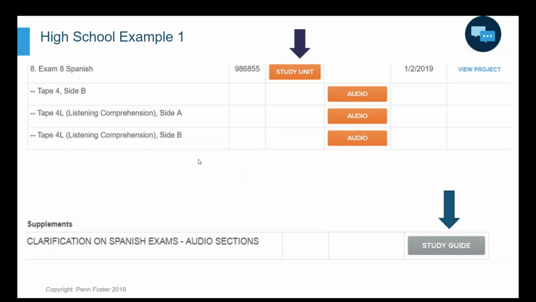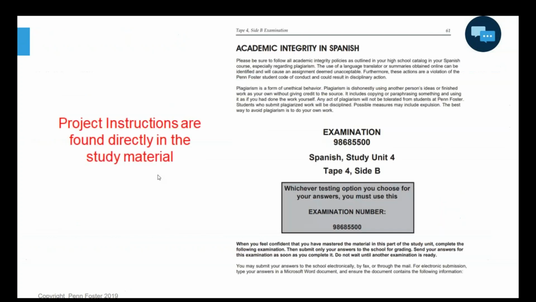To find your exam directions, they are going to be found directly in the study materials, so you'll want to go into the study unit, and you'll come across a page that looks very similar to this. It'll give you some information about academic integrity or plagiarism, followed by the examination number and exam name. So you'll know you've reached the exam when you get to this page.